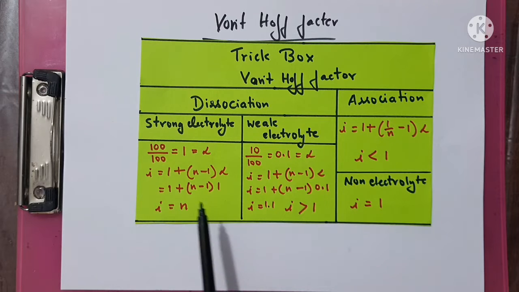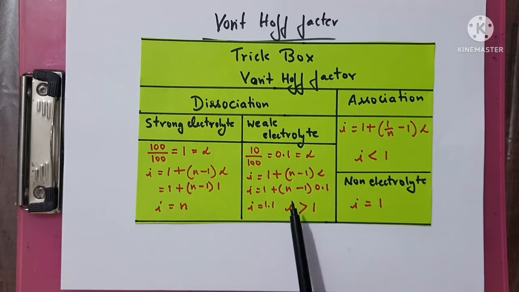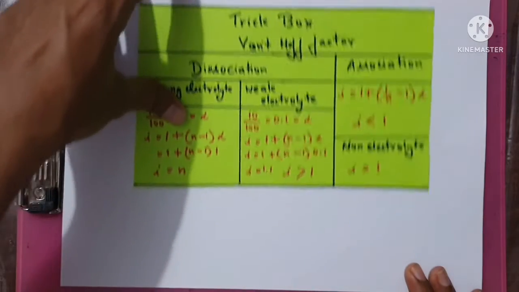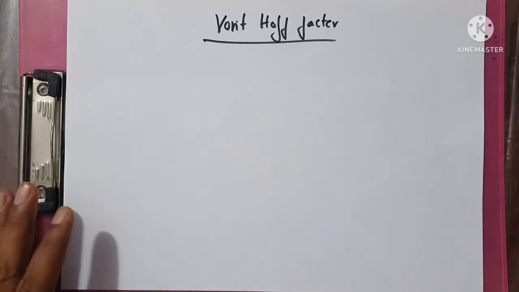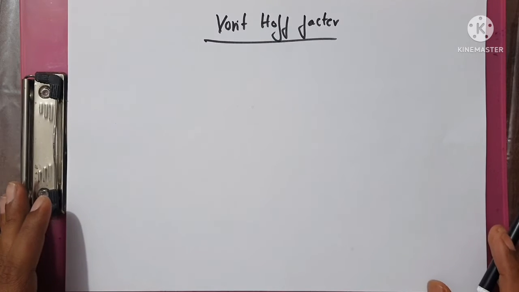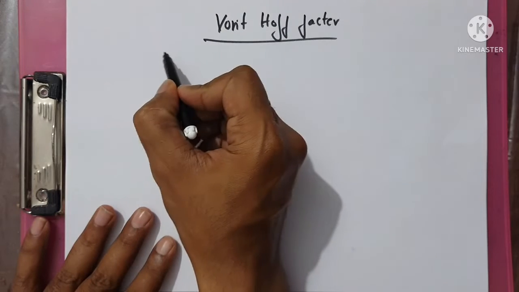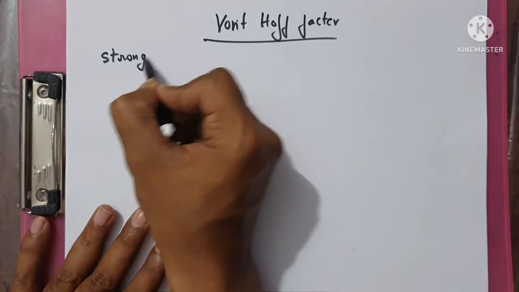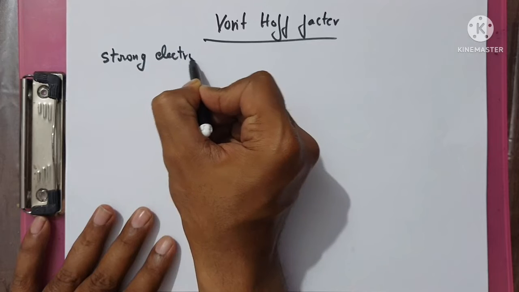I'll just tell you what a strong electrolyte is, what a weak electrolyte is, what association is, and what a non-electrolyte is, and then we will quickly solve the questions. Let me tell you about the first thing, that is, strong electrolytes.